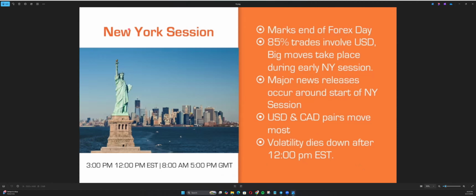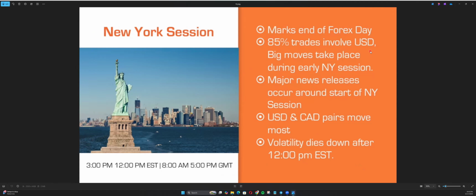So therefore, for the New York session, 85% of trades involve USD. 85% of trades in the forex market involve the United States dollar. So big moves take place during the early New York session, and it usually marks the end of the day. Once this one finishes, the trading day has ended.